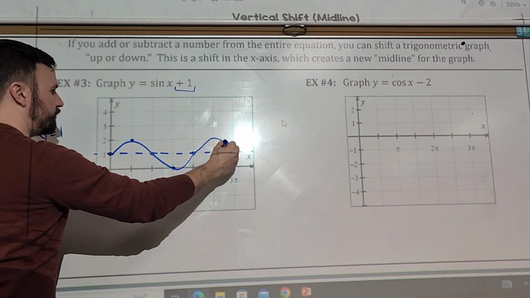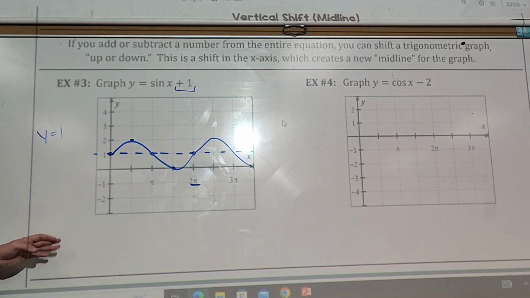This is what we're trying to get to. We're trying to get to being able to graph these quickly, right? Or use intuition to graph them. So here I start with the midline, my point. Could you have done the 5-point method? Of course you can.